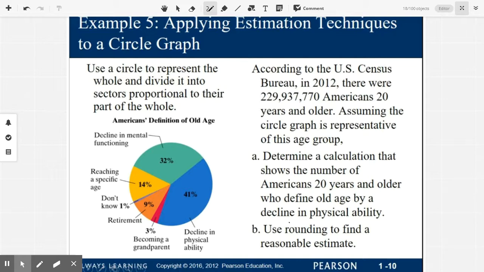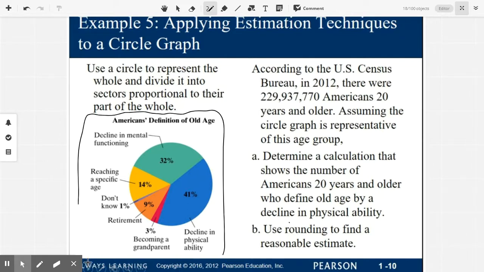So as we look over here at the chart, whenever you have a chart or graph, it's always very important that we read around it and decide what it means. It says these are the Americans' definitions of old age. So they did a poll. What do you think considers somebody old, makes somebody old? Well, 32% of the respondents said a decline in mental functioning. That's how I can tell when somebody's getting old, is when their mental capacity starts going down. 14% said a specific age, whatever age you think is old, 65, 60, 24, I don't know. All right, 1% of the people said, I don't know what makes somebody old, which is probably the most honest people there.